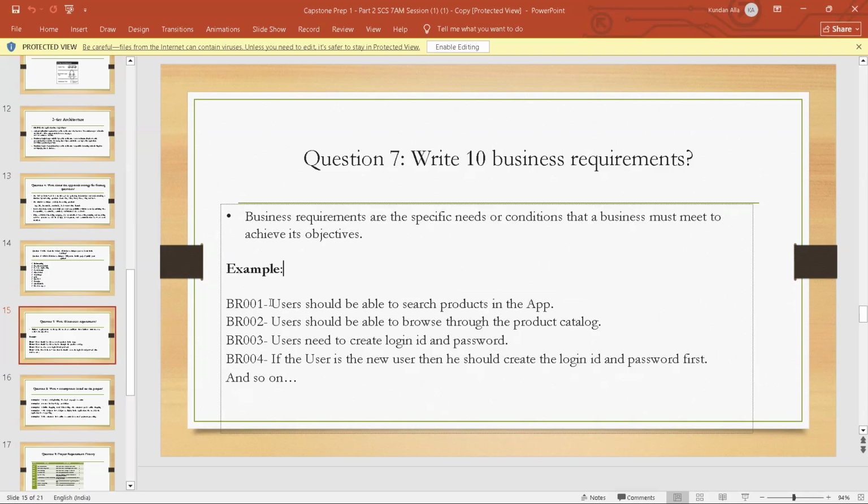In order to build our app, this is our goal. The second one is: user should be able to browse through the product catalog. Like this, you need to write the business requirements according to your project. This project is all about fashion and fast fashion products, right? So according to that project, we need to write the business requirements. Whatever case study you have been given, you need to write these business requirements according to your case study.